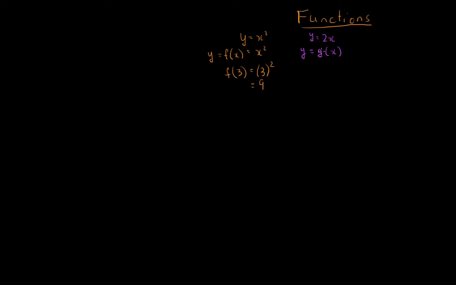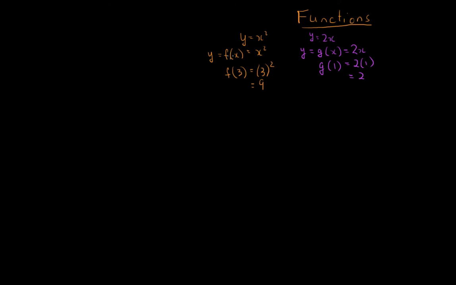So I can have g, h, i. I can use any letter I want. Okay, so g of x is equal to 2x. Same idea as this. So now if I write g of 1, this just means 2, and the x I replace with a 1, which gives me a 2. 2 times 1 gives me a 2. And that's the notation for functions.